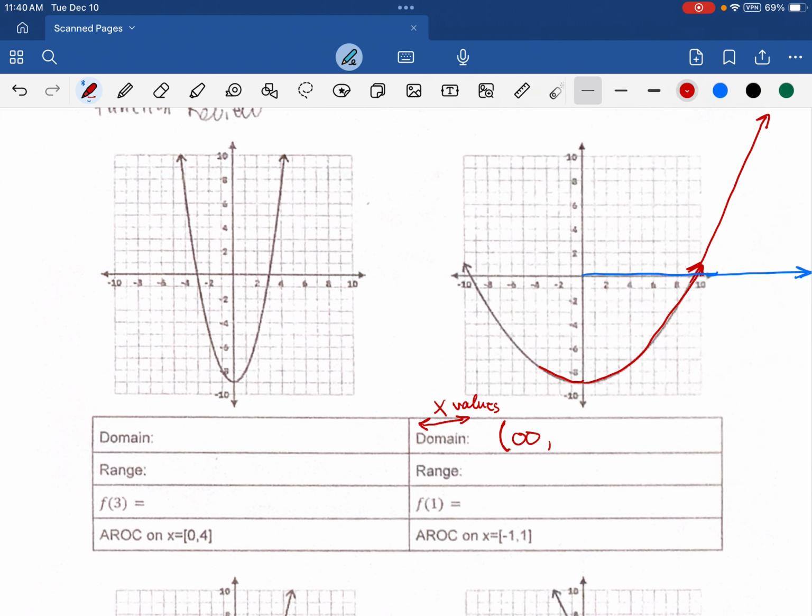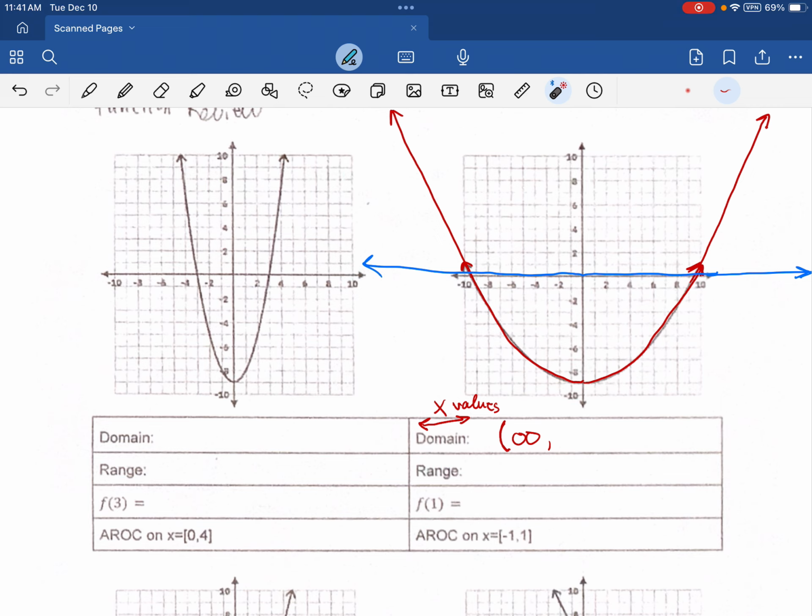How far to the left does this line go? Once again, it's got this arrow. I know that the arrow means it keeps going and going till I can't even see it anymore. If I'm looking here at my x-axis, because there's an arrow right here as well, I can see it just keeps going and going, even off the graph.